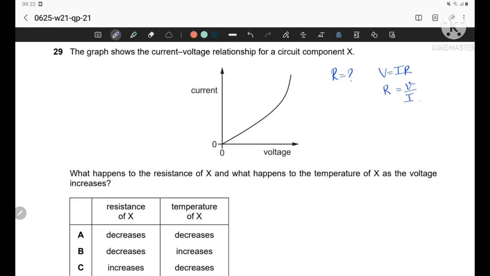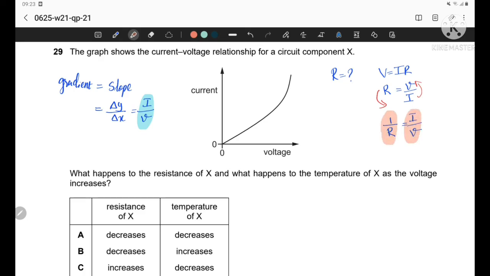Then we can take the reciprocal of this equation at both sides. So we can understand that 1 over resistance is I over voltage. And now look at this graph. What is the gradient of the graph? Gradient is nothing but slope, and that is the change in y over change in x. Here change in y is current value over change in x is voltage. So the gradient of the graph is nothing but I over V, and we already derived the relation I over voltage is nothing but reciprocal of resistance. So the gradient of this graph gives you an idea of the reciprocal of the resistance.